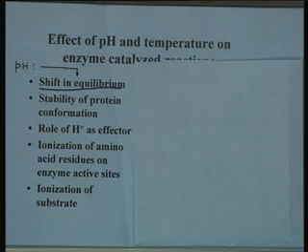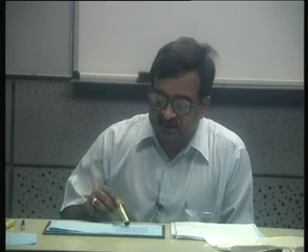The last effect is due to ionization of substrate. Although many of the substrates used in enzyme reactions may be neutral, like ethanol or any other non-ionizable substrate, many of them also contain a carboxylic group or hydroxyl group or amino group, and they will all ionize. Depending upon the ionization state of the substrate which is accepted by the enzyme at the binding site, the fraction of the substrate which will get bound will determine the pH effects, and the ionization of substrate will influence the Km value of the enzyme.